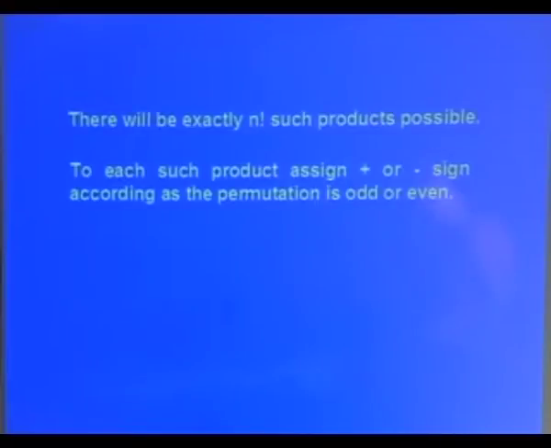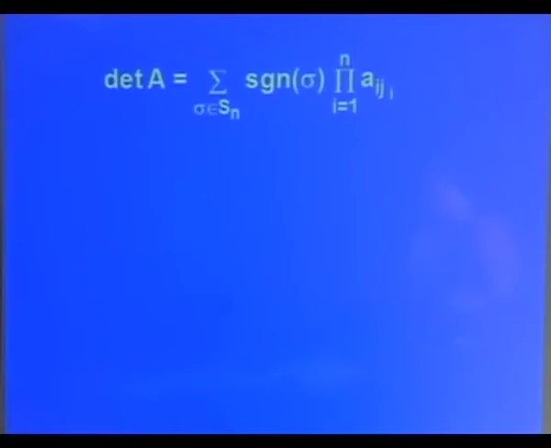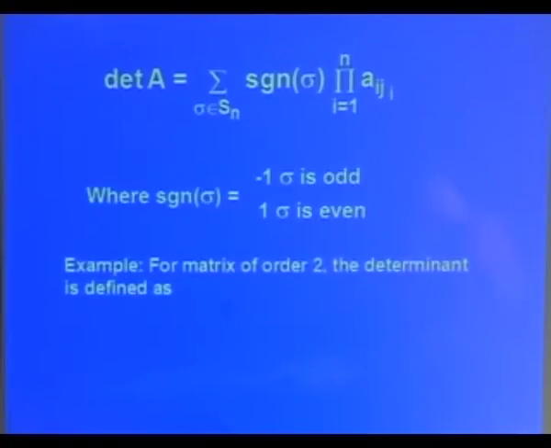Now, to each such product, if we assign a plus or minus sign according as the permutation is even or odd, then the algebraic sum of all these products is defined as the determinant of the matrix. Now, this way we define determinant A as the summation over sigma in the set of all permutations, signum sigma determines the sign, and this is the product. This signum sigma is defined as -1 if sigma is odd and it is 1 if sigma is even.